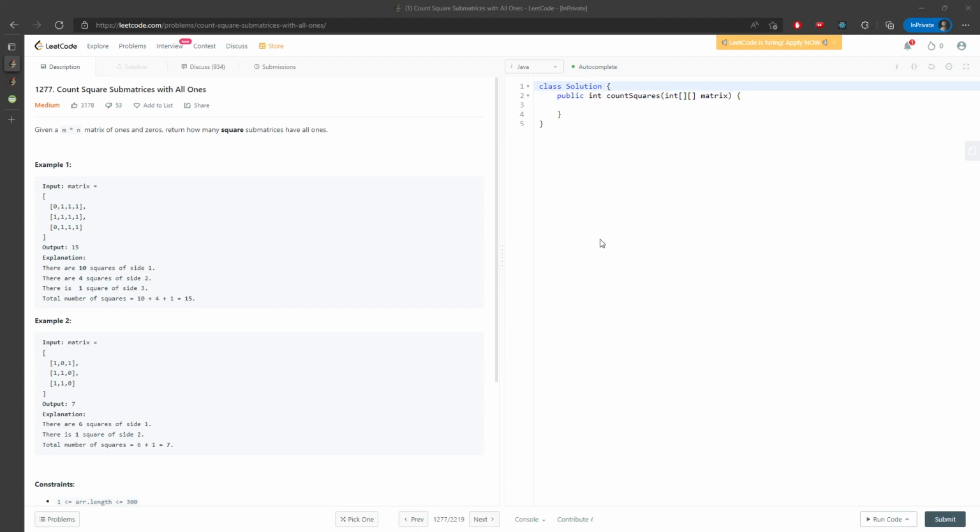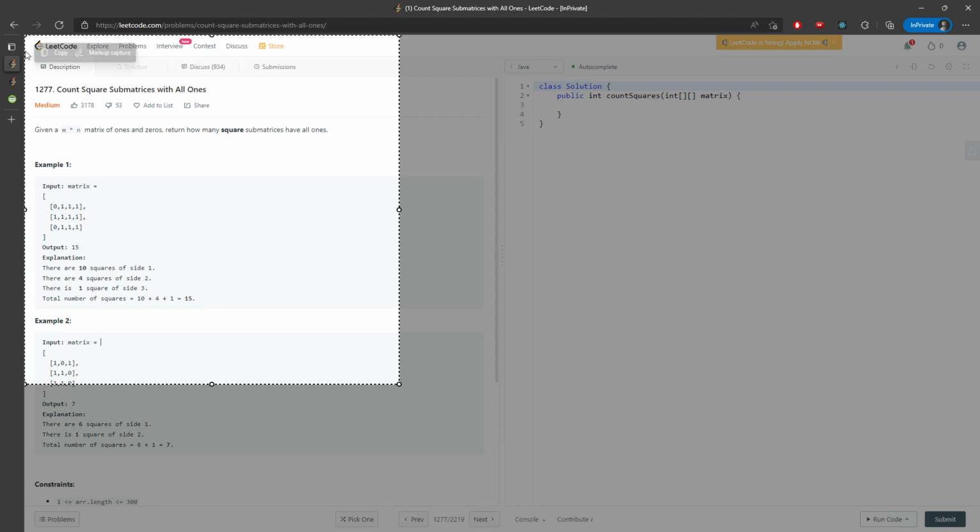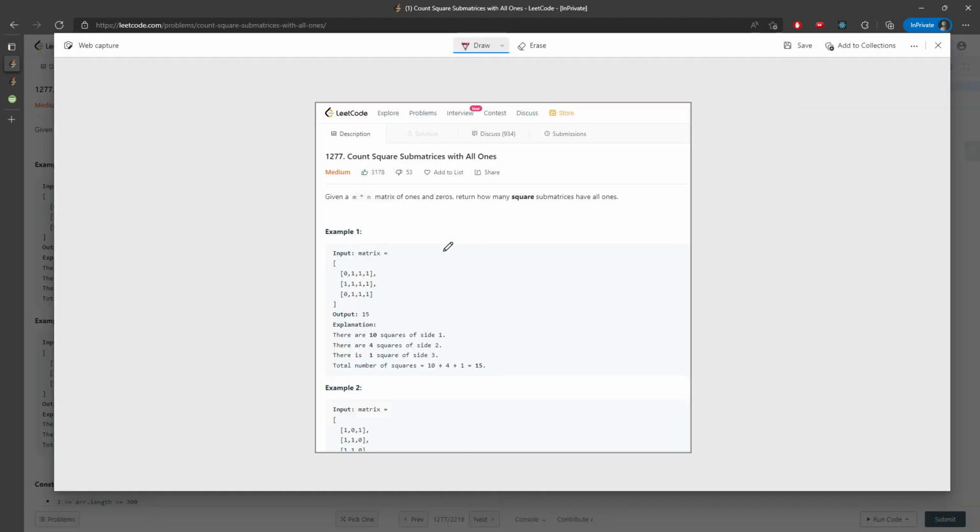Hi everyone, so let's talk about count square submatrices with all ones. You're given an m by n binary matrix, and you have to return how many square submatrices have all 1s. This question is actually really standard, so let's just do this.